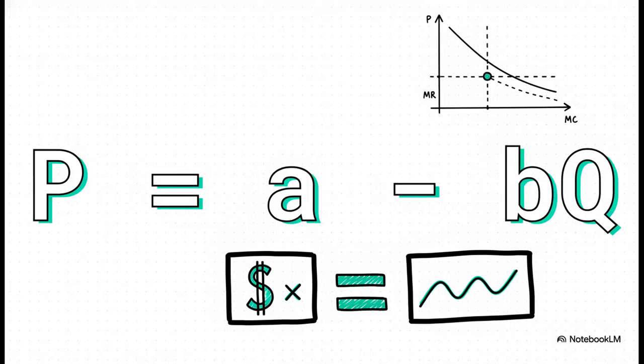To actually find that MR equals MC point, you're often going to have to work with the linear demand curve equation, P equals A minus BQ. A is the price where demand hits zero, and B is the change in price divided by the change in quantity. Remember that total revenue is just price times quantity. The exam is very often going to give you this exact demand equation and ask you to calculate the optimal price point by deriving the marginal revenue and setting it perfectly equal to your marginal cost.